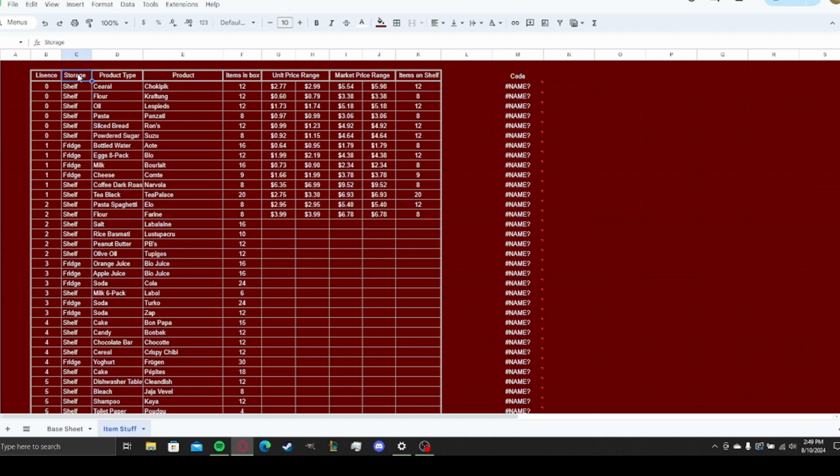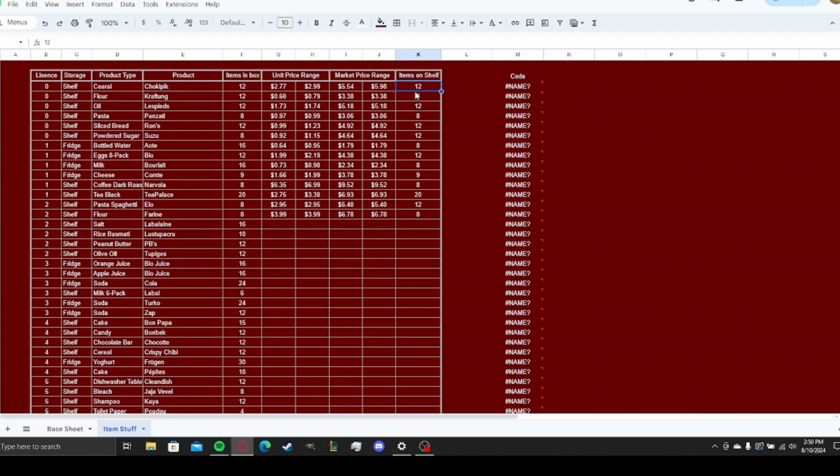So that's why I got product type, product, and items in a box, which is also why on the other page, items in a box is in the category with the names, just because I can copy it over easily. Now, the things I can't copy over are the market price ranges. So that's why this code is here. And items on shelf, I don't need that information. It's usually not important.